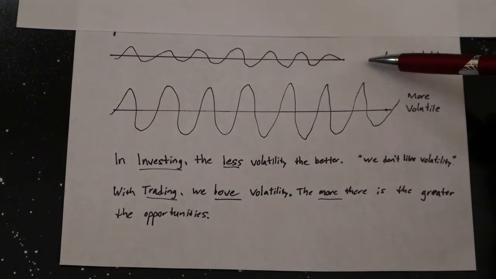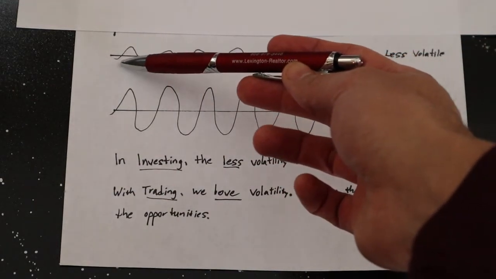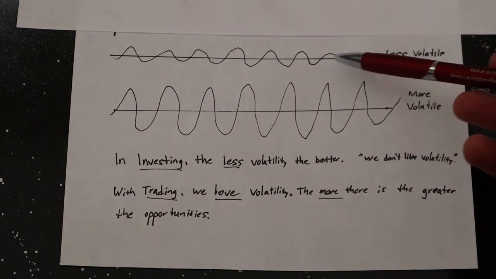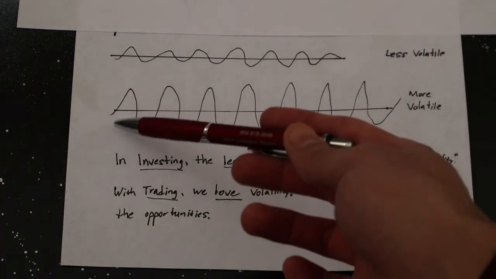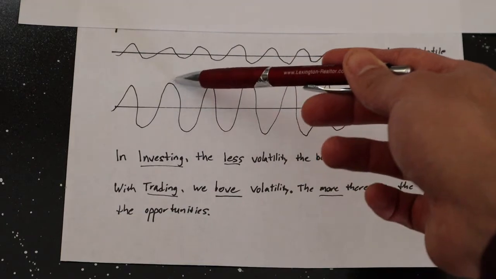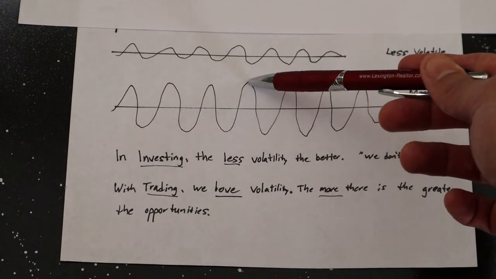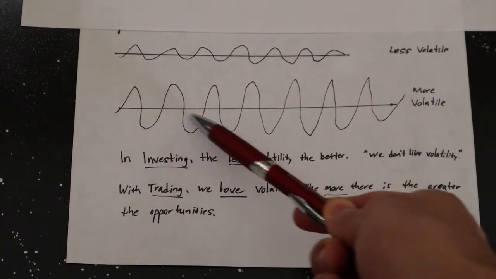So this is an example of a less volatile stock. The price goes up and down, or the extremes of which the price changes, very smooth. This might be like your US government bonds as an example. This would be a more volatile stock. The extremes are much higher and lower. Higher highs, lower lows. The average being the line in the middle.